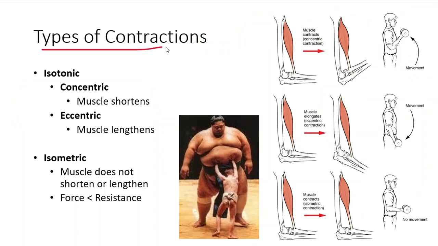Types of contractions. That man has got high hopes, and I don't see it, but we have two basic types of contractions. We've got isotonic and isometric. Isotonic contraction is this one right here.